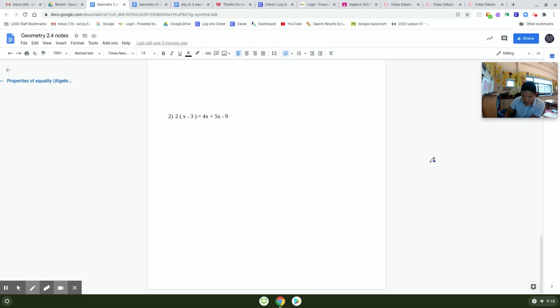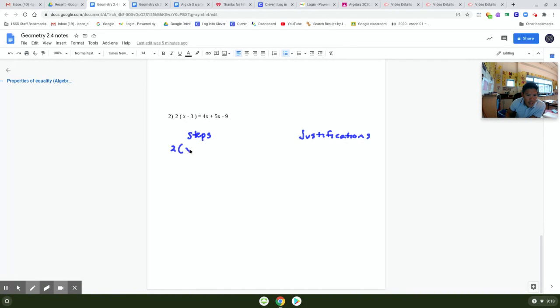Okay, on this last example, I still want to show all my steps. So that's going to be one column or one side of my paper, and then on the other side are my justifications. Again, I could call these reasons. Same thing. All right. But here's our initial equation.